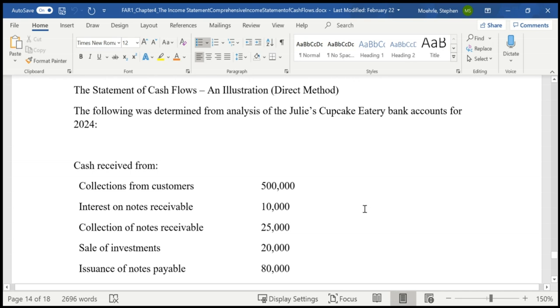Now, in an upcoming video, we'll do a quick illustration of the statement of cash flows. It'll be a pretty simple one. We'll start with the direct method. And again, in this course, we just want you to become familiar with what's on the statement of cash flows and a good working knowledge of how it's prepared. You'll master it in an upcoming course.